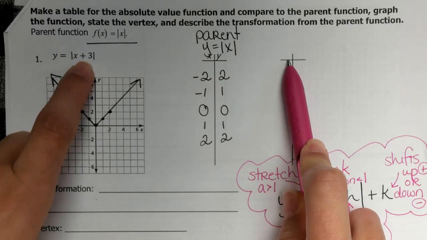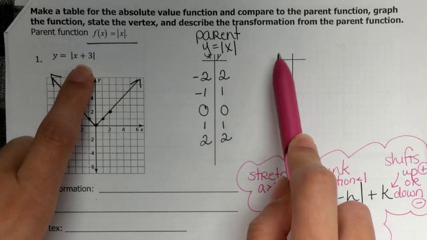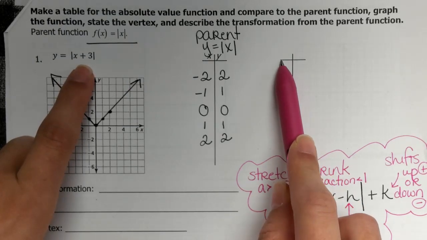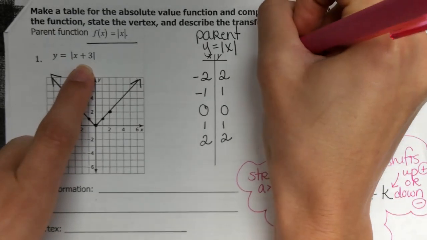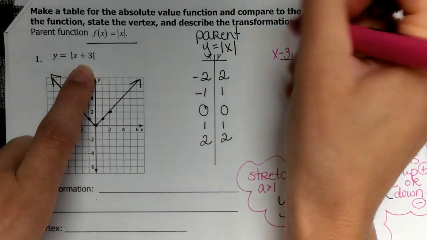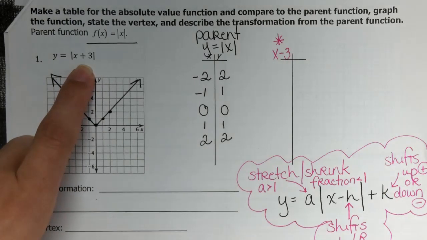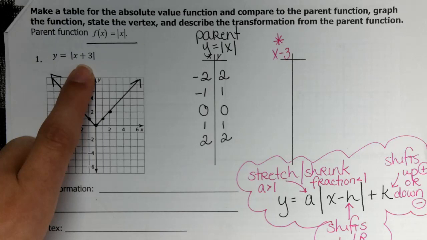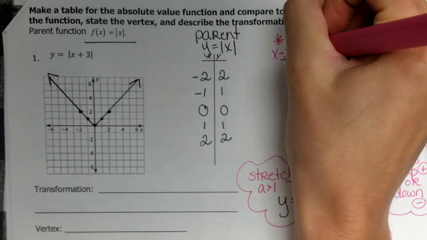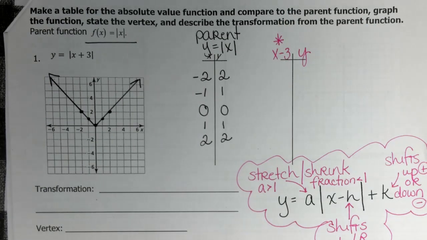So x, I said, is a liar. So instead of putting x plus 3 in this header for the table, I'm really doing the opposite, and it's going to be x minus 3. Anytime you have something added or subtracted with your x, you have to change the sign. Now, is anything going on outside the bars? No. So my y values stay the same.